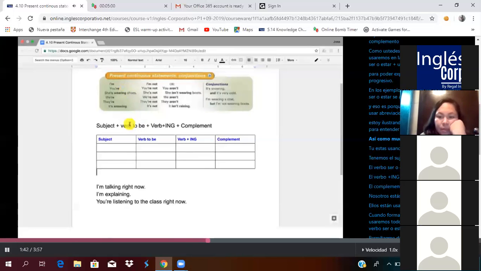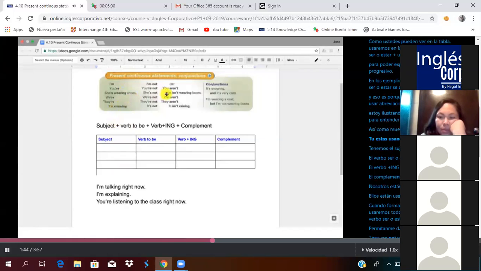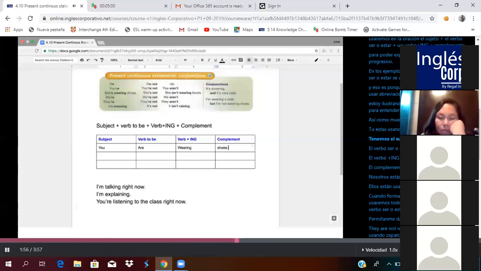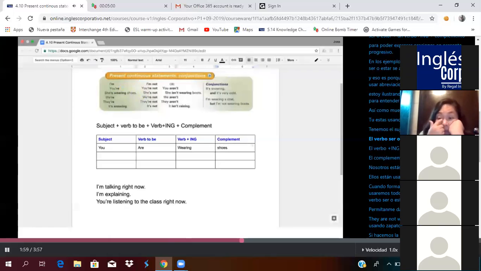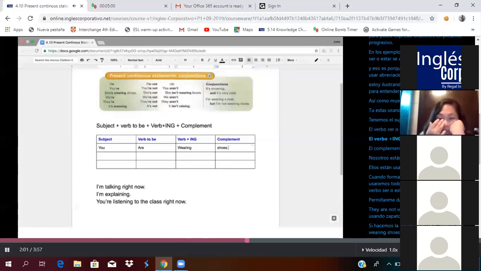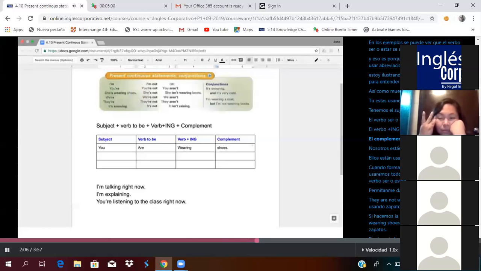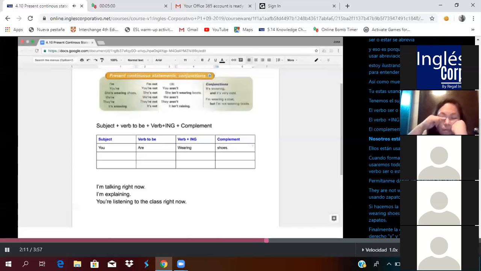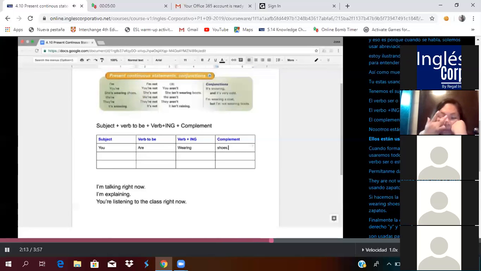So, as our examples show, you're wearing shoes. I'm going to write that here. We have the subject, you, the verb to be, are, the verb plus ing, wearing, plus the complement, in this case shoes. We're wearing shoes. They're wearing shoes.